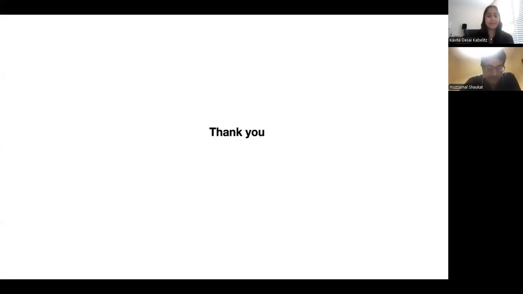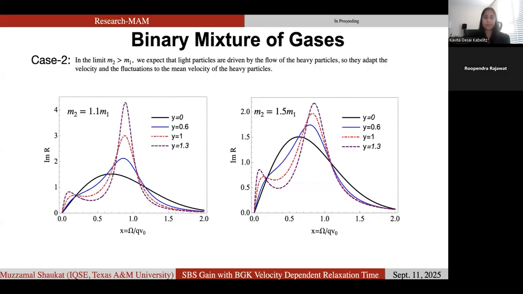Hi, Shaukat, nice talk. I have this question: you consider in the binary mixture M2 equal to 1.1 M1. So how would you put this in terms of densities? These are the masses that I understand, but what about the density of the mixture? Yeah, of course.